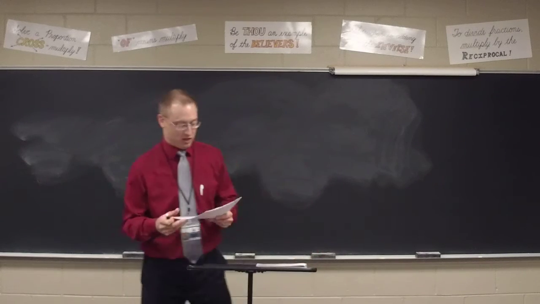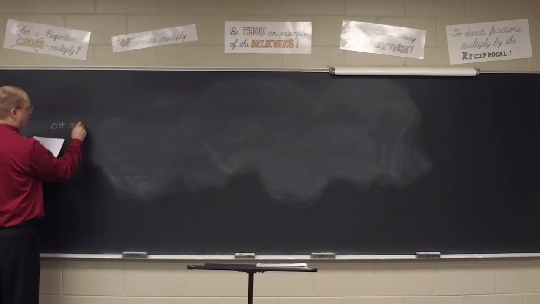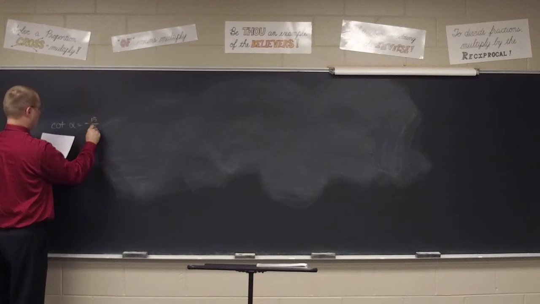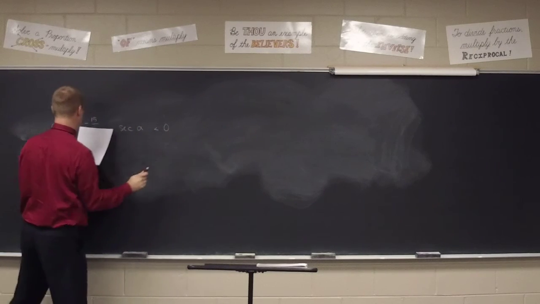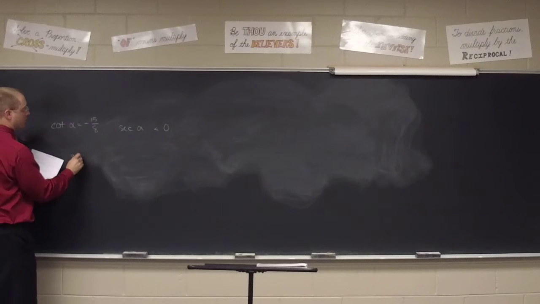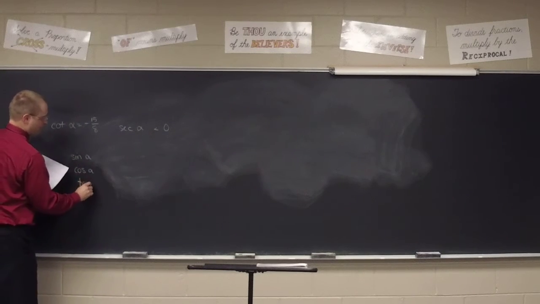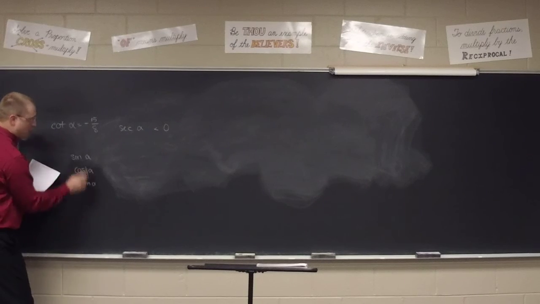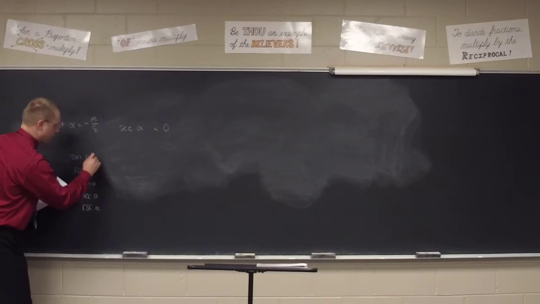We're given that the cotangent of alpha is negative 15 over 8, and that the secant of alpha is less than 0. We're asked to find the other trig ratios: the sine of alpha, the cosine of alpha, the tangent of alpha, the secant of alpha, and the cosecant of alpha. We already know the cotangent.